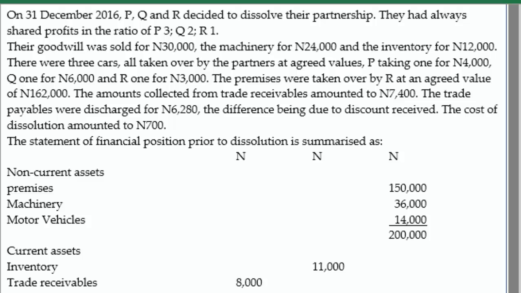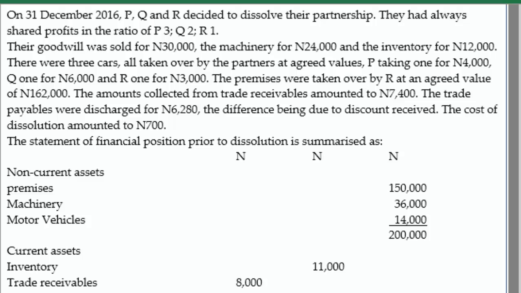The trade payables were discharged for 6,280, the difference being due to discount received. The cost of dissolution amounted to 700. The statement of financial position prior to dissolution is summarized as follows. So we have the statement of financial position of PQR.